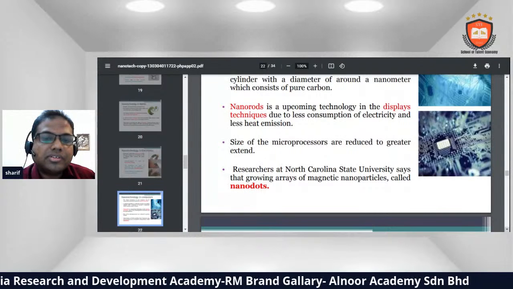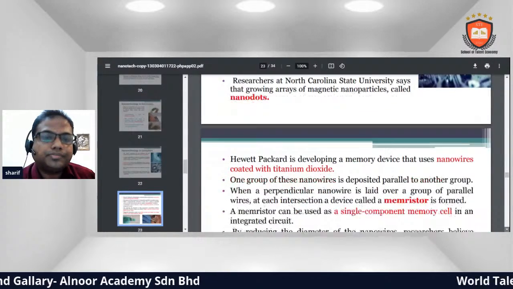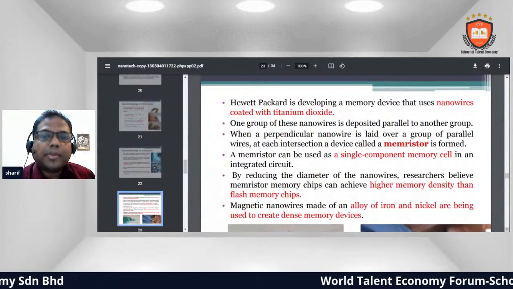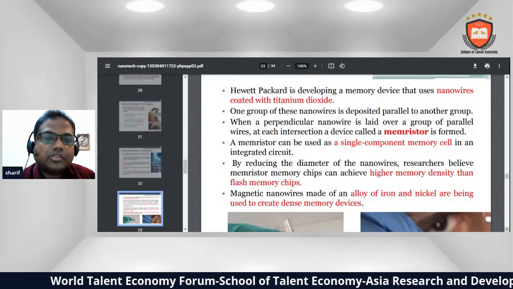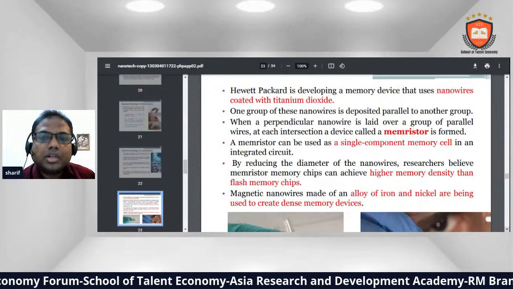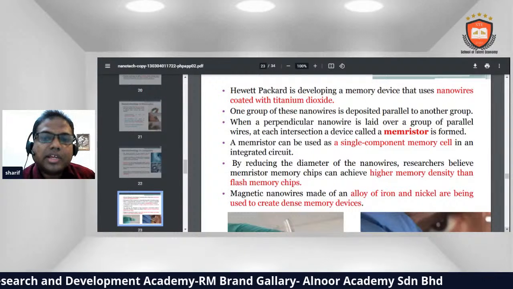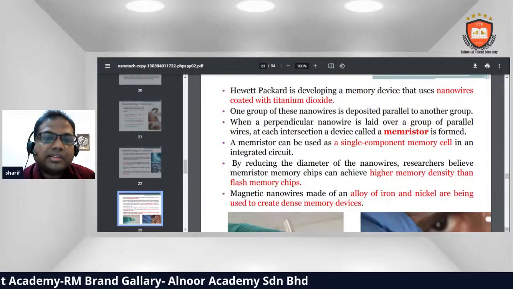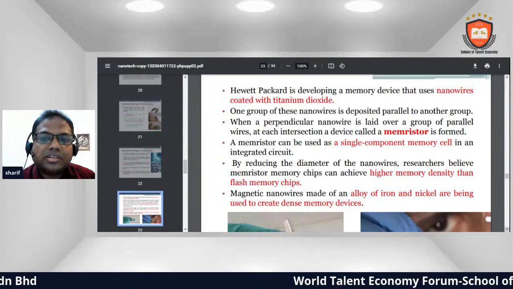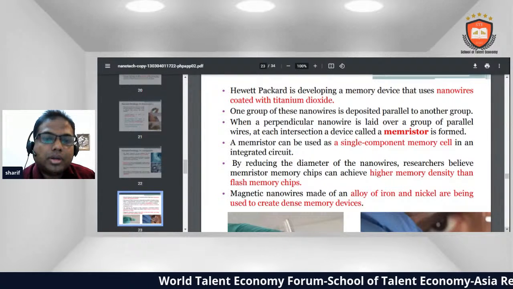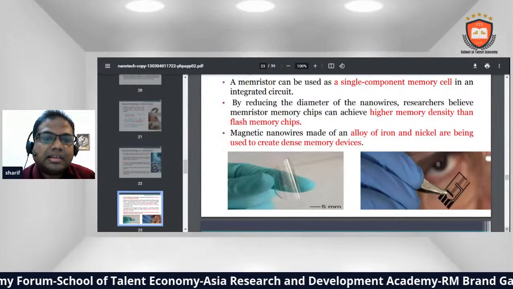Researchers at North Carolina State University said they are growing an array of magnetic nanoparticles called nanodots. Hewlett Packard is developing memory devices that use nanowires coated with titanium dioxide. One group of these nanowires is deposited parallel to another group. When a perpendicular nanowire is laid over a group of parallel nanowires, at the intersections a device called a memristor is formed.